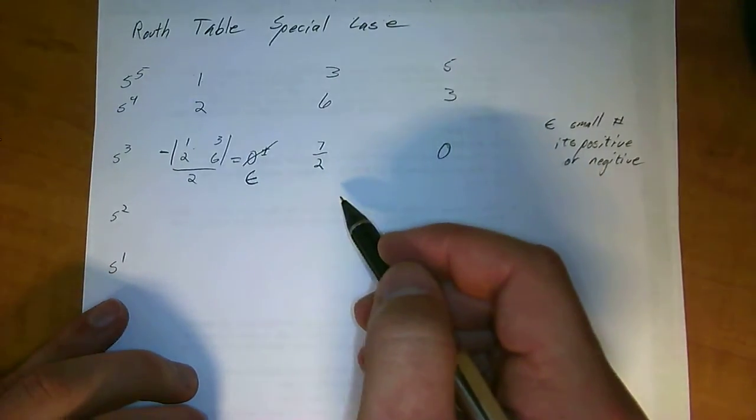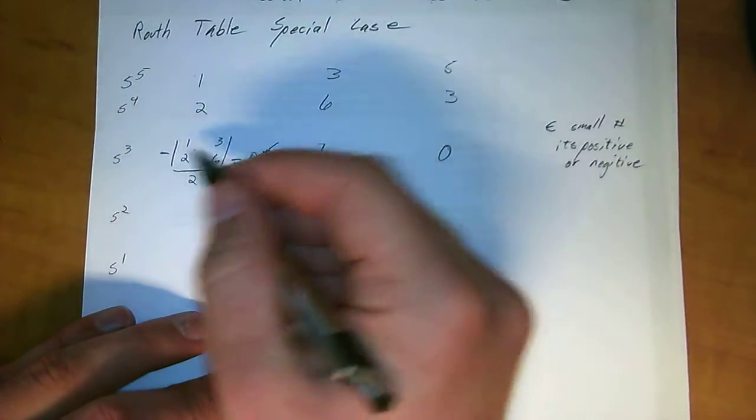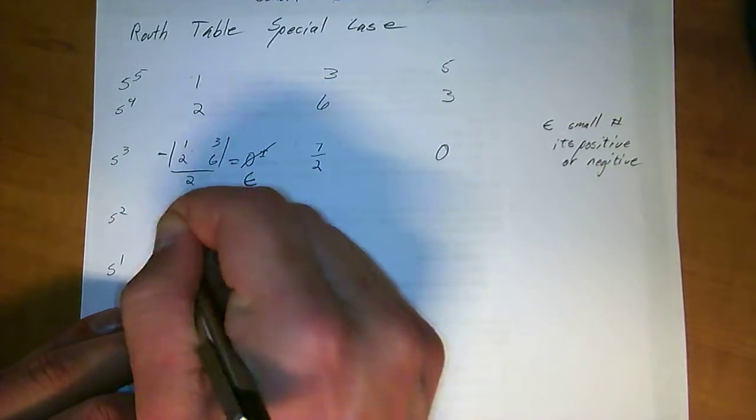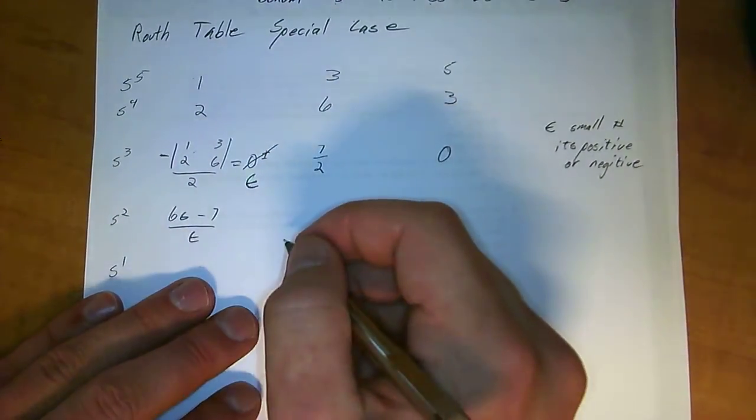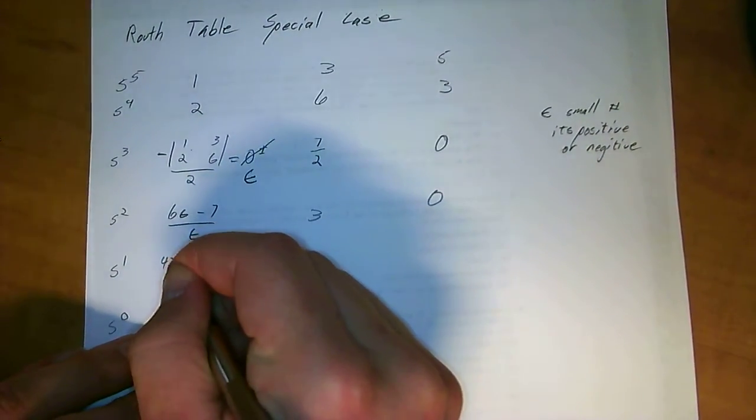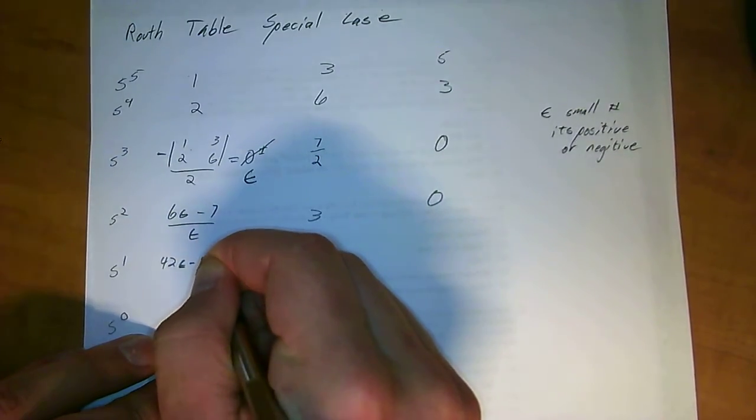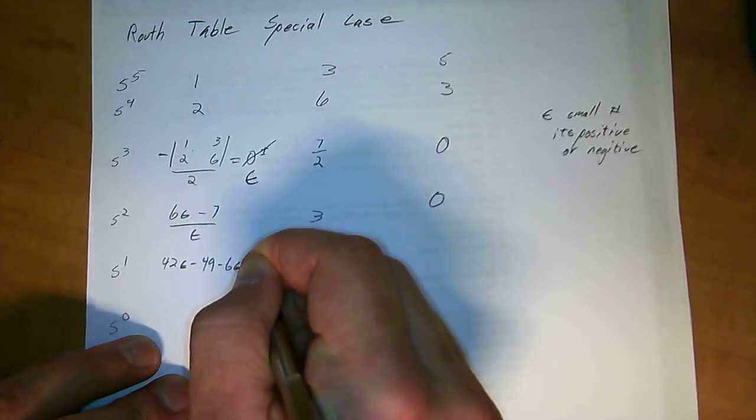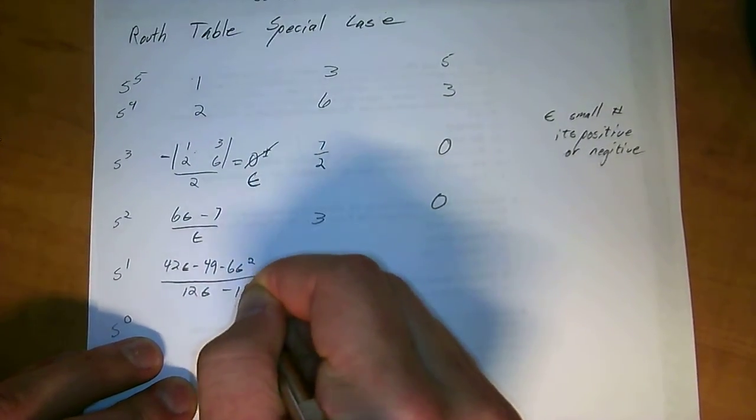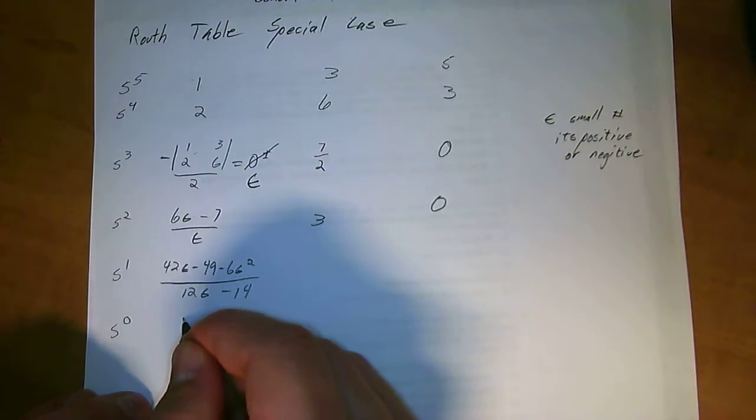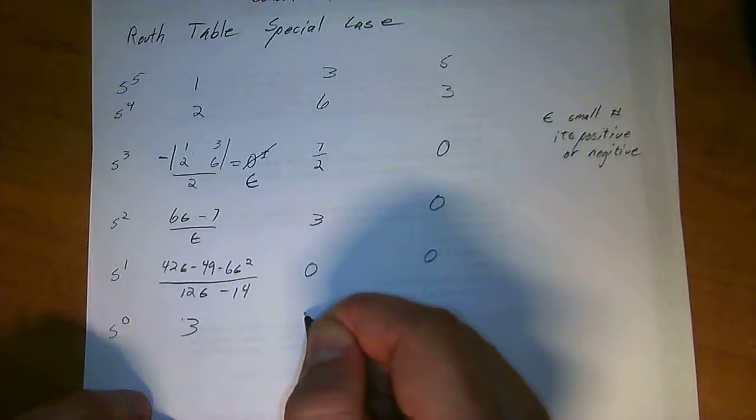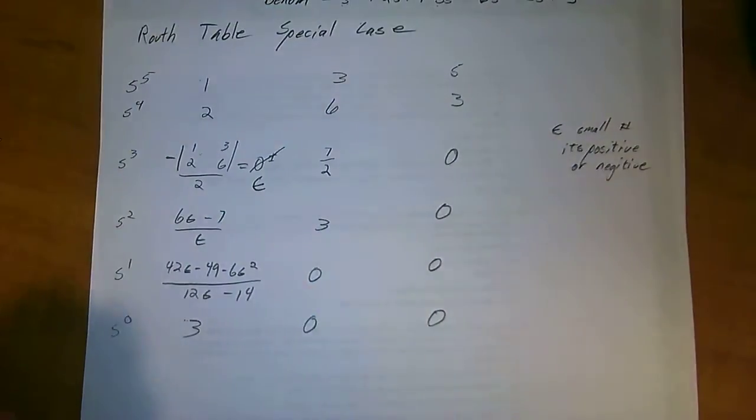So if we go ahead and finish this table out using normal matrices and all the rest of this, you'll end up with 6 epsilon minus 7 all over epsilon, and then you'll get 3 and 0, and then you'll get 42 epsilon minus 49 minus 6 epsilon squared all over 12 epsilon minus 14. That's a nasty matrix to have to do. Hopefully your instructor doesn't force you to do something like that on a test. And the rest of this is all zeros like this.